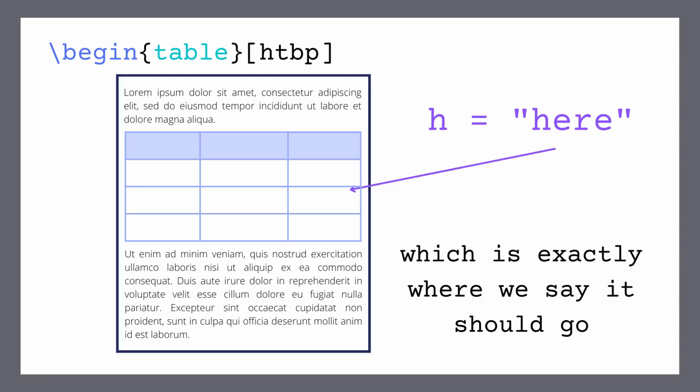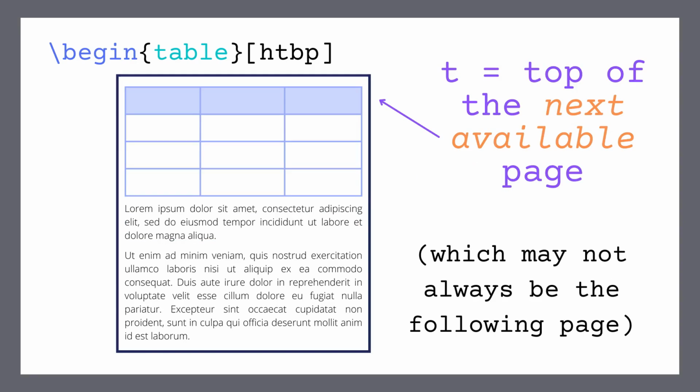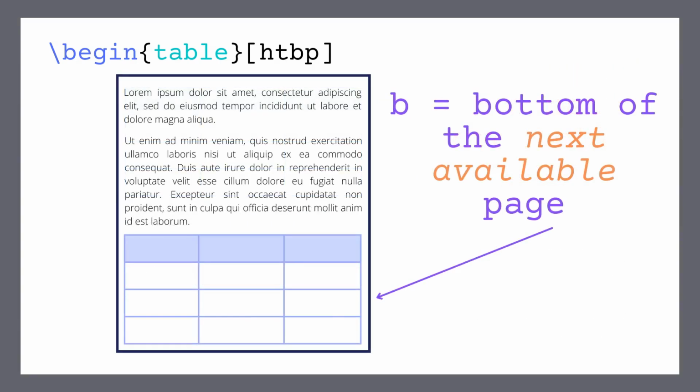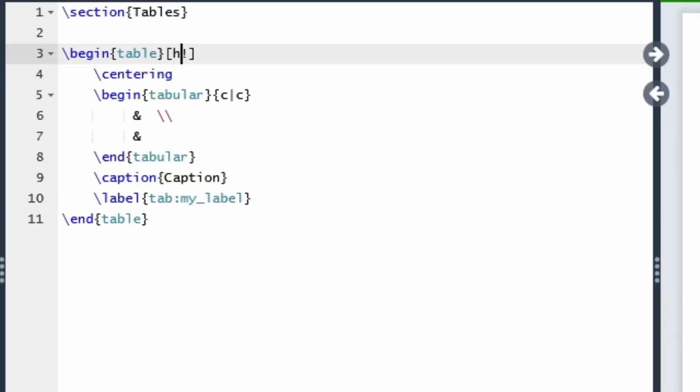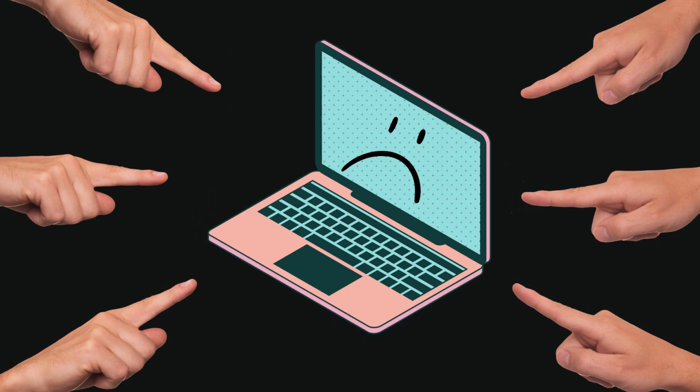H puts the table here, meaning exactly where it appears in the code. T and B mean top and bottom, which will put the table at the top or the bottom of the next available page. P will put the table on a page by itself. And you can still use an exclamation mark to override the compiler and force it to do as it's told.